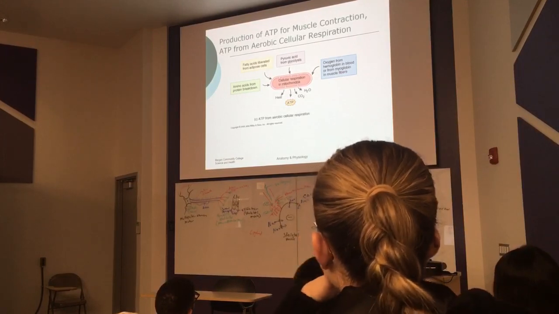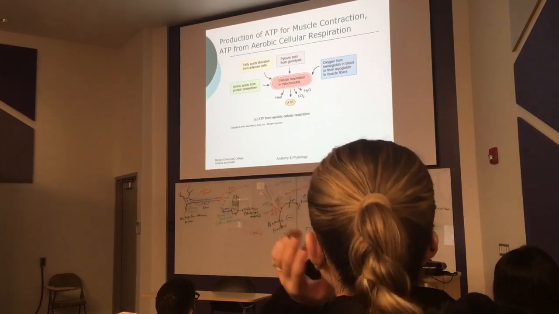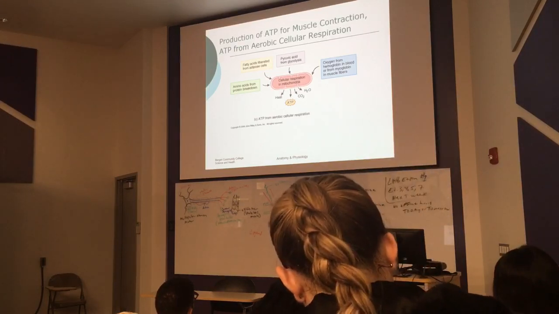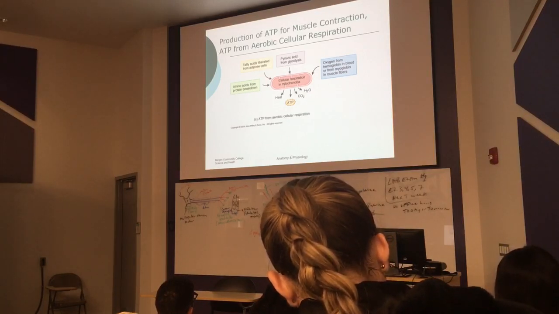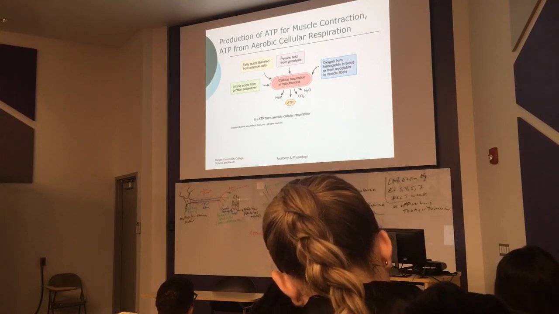Again, the byproduct of glucose metabolism is lactic acid. The byproduct of fat metabolism is ketones. If too many ketones get in your blood, you can't filter them out through your kidneys, and you're going to go into an acidic state.